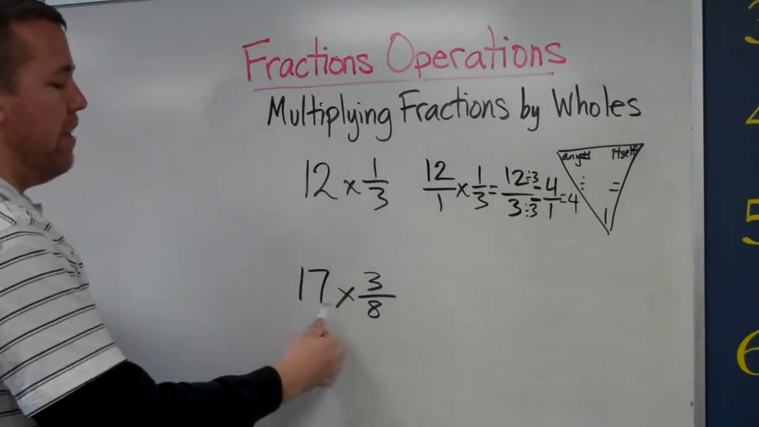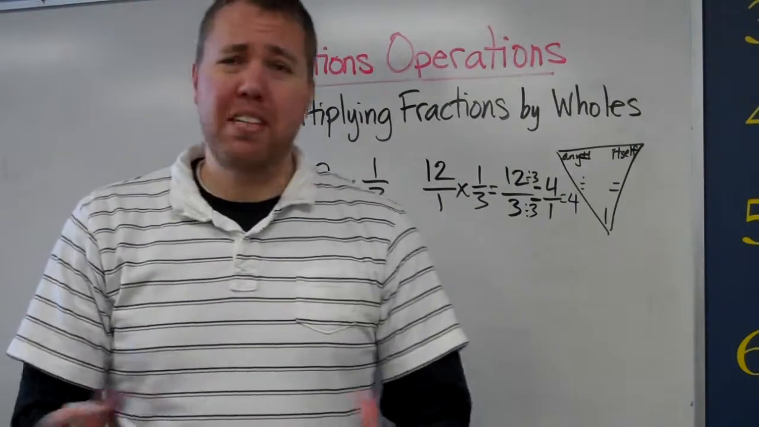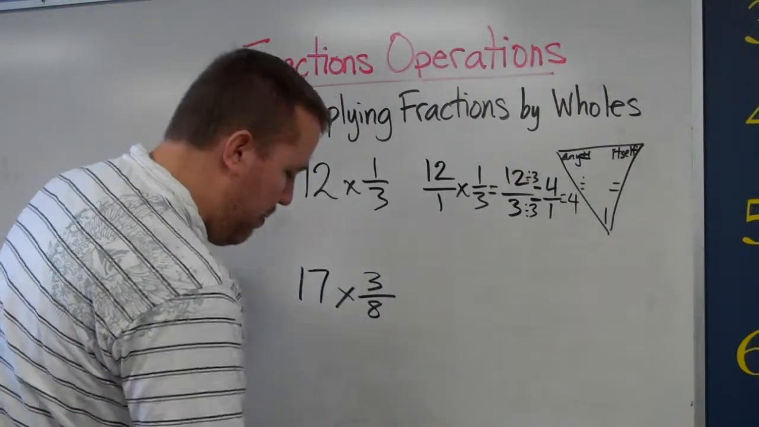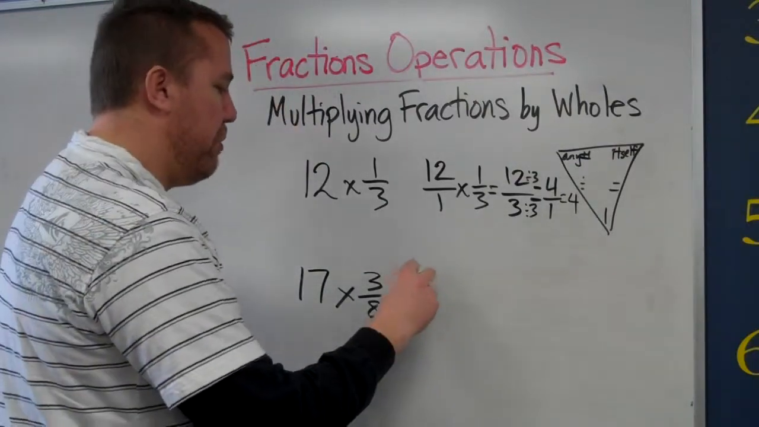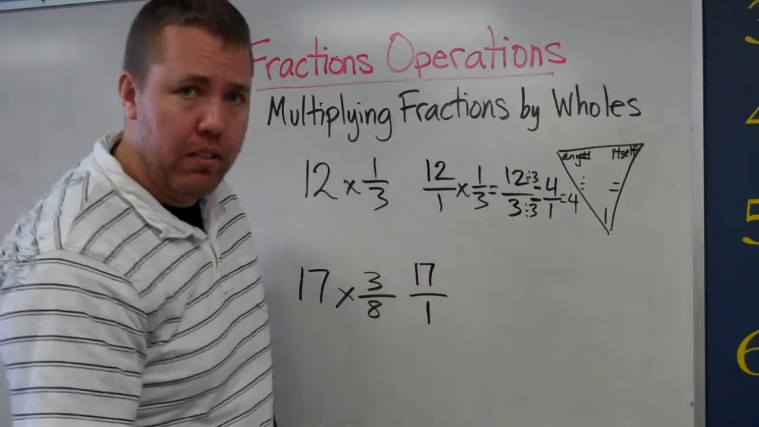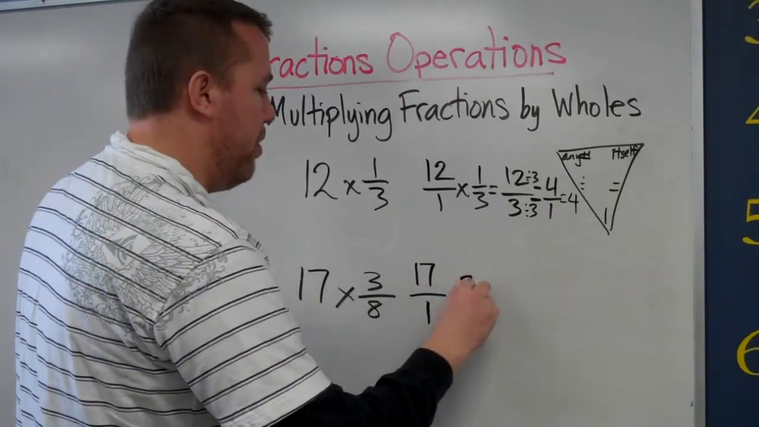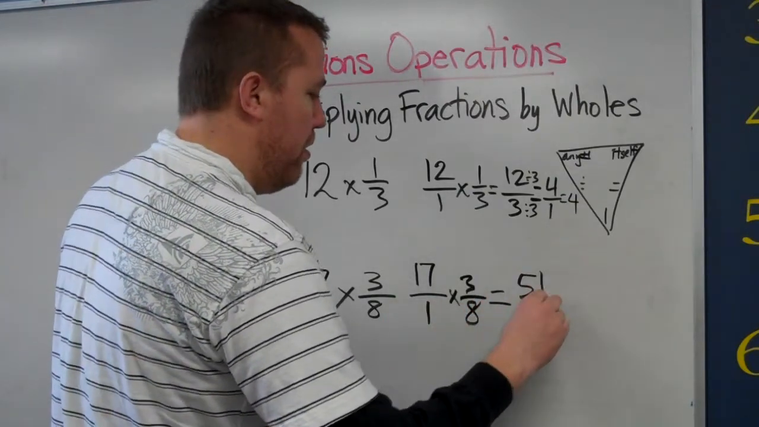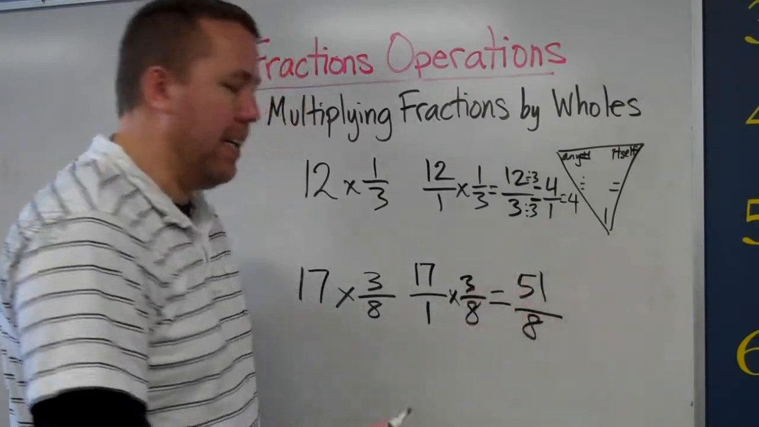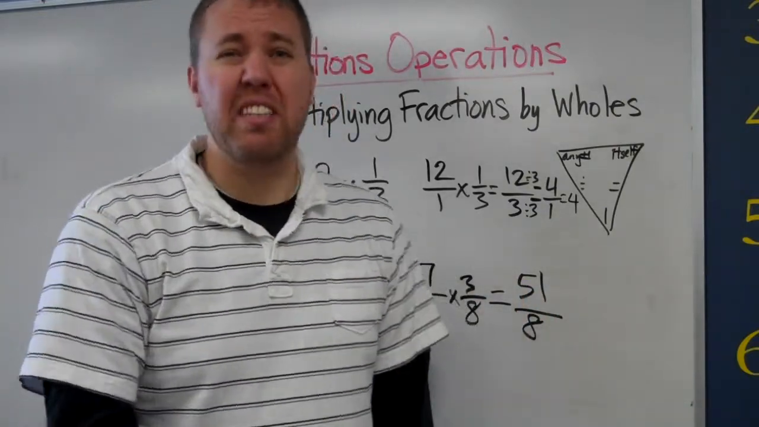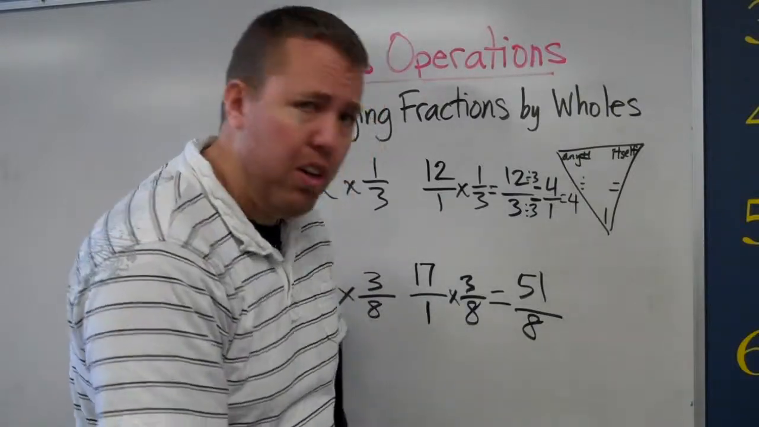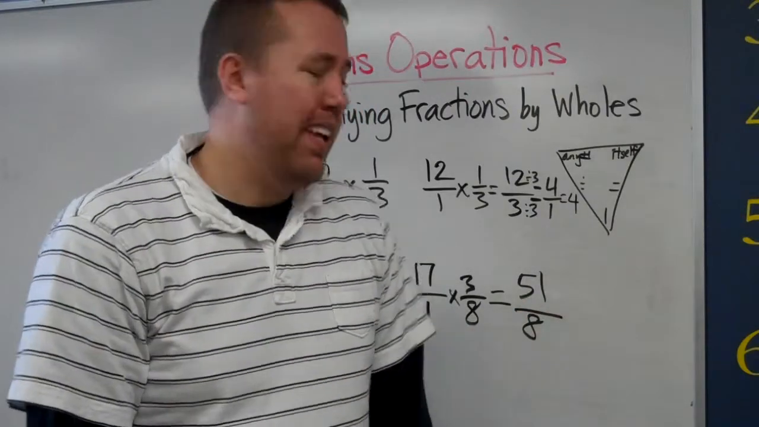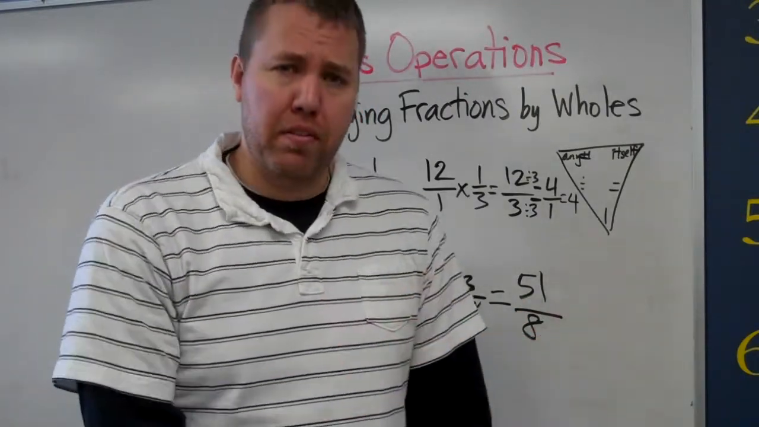Let's look at another one. 17 times 3/8. This one won't be as nice as 12 times 1/3. But I have 17 times 3/8. So let's just make 17 divided by 1 so that we can make that into a fraction. Times 3/8. Excellent. 17 times 3 is 51. 1 times 8 is 8. Sweet, I'm done. Nope, sorry, still need to simplify this. Even though the only factors of 51 are 1, 3, 17, and 51, and none of those go into 8, we need to simplify it.